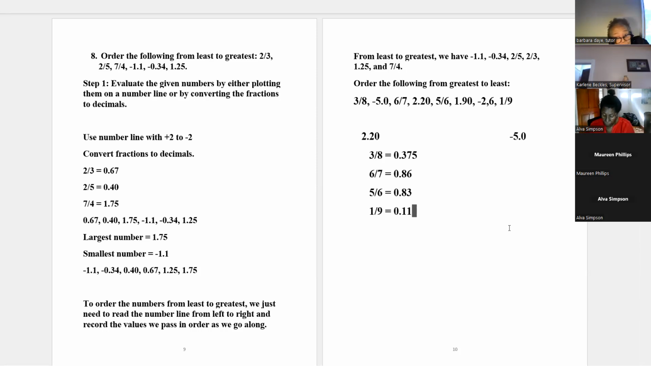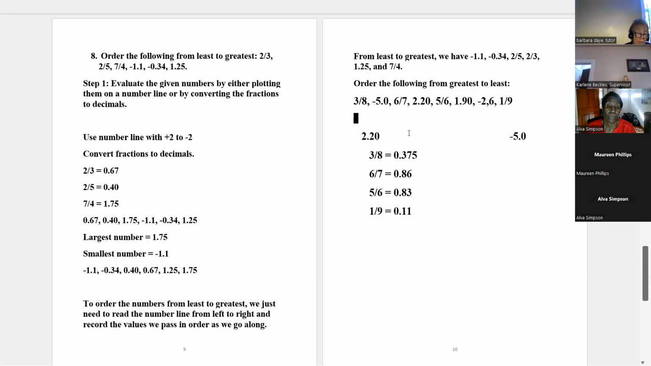Did everyone get those? Alva, did you get this as your decimals? No, I had stopped, Miss Barbara, when the computer went off. Okay, but yes, those are your decimals. Now I want you to put them in between now. Slot those numbers between the smallest and the largest. This is the largest, this is the smallest.